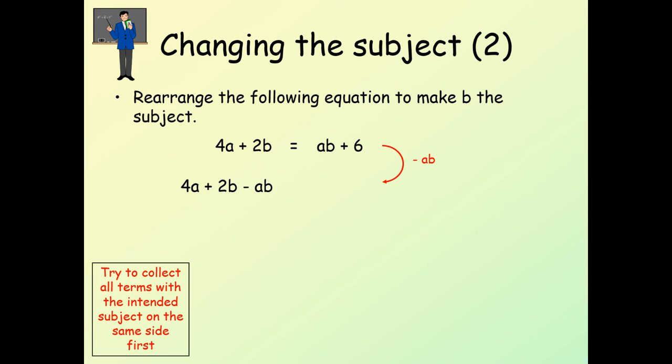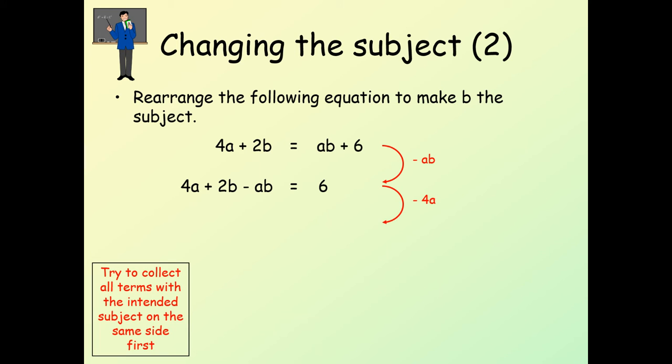4A plus 2B minus AB is equal to 6. The reason why it's equal to 6 is because on the right hand side, I had AB to begin with, and then if I subtract AB from the right hand side, they will cancel out. And the only thing you're left with on the right hand side of the equal sign is the 6. Now I can clean up.